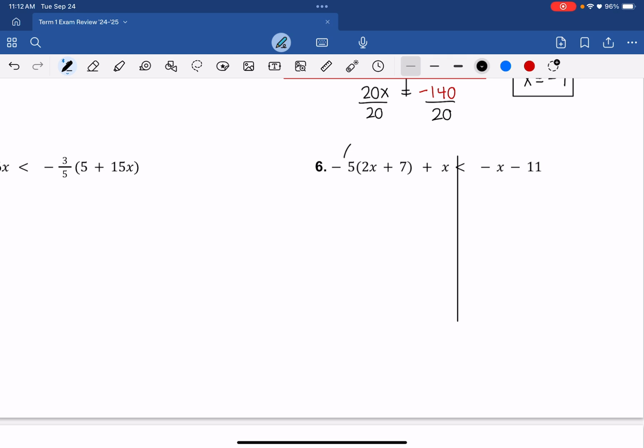Okay. So negative 5 times 2 is negative 10x. Negative 5 times positive 7 is a negative 35. Bring down what I didn't use. Label your constants and your variables. So variable, constant, variable, variable, constant. Combine those that are the same. So I have my negative 10x and my positive x. Well, remember, that's like a 1. So really what I have is negative 9x.